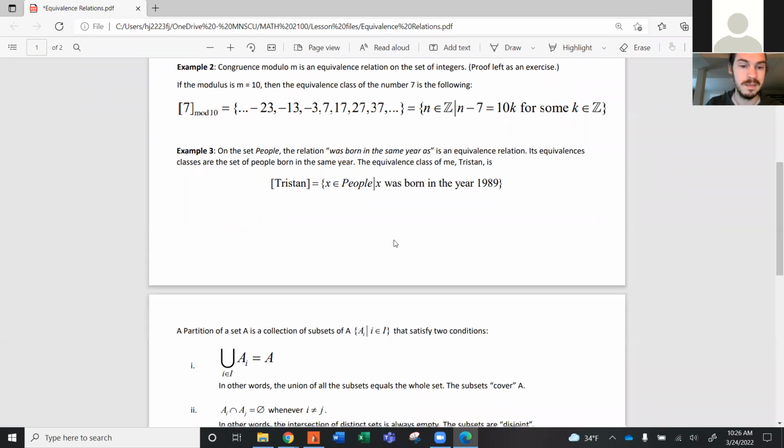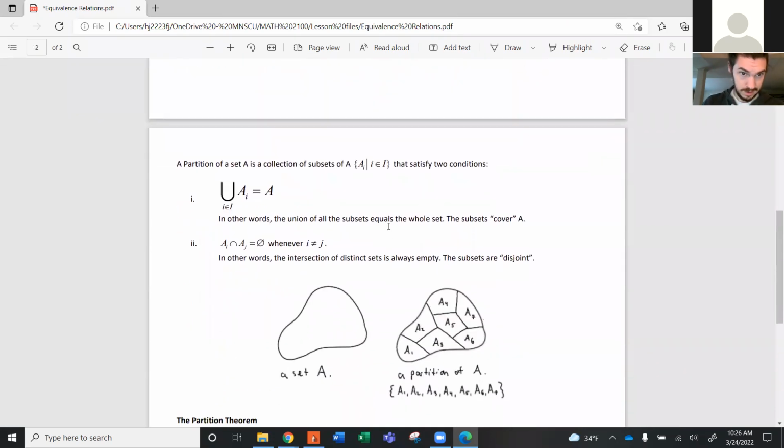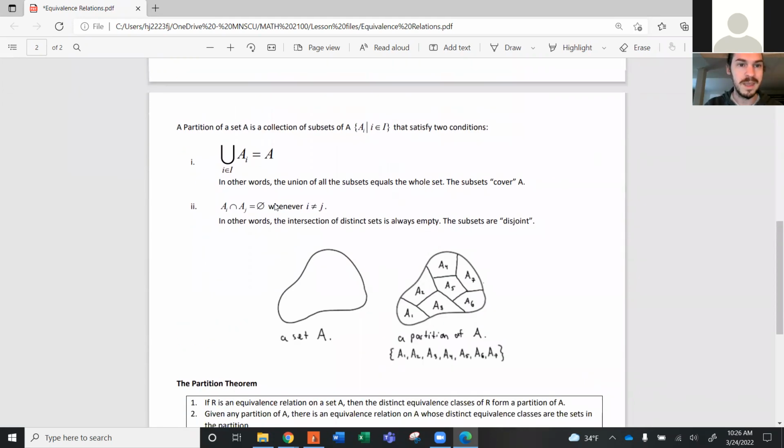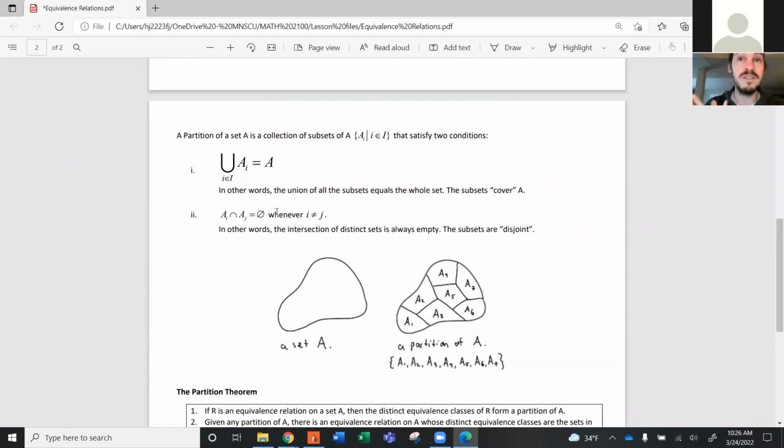Last year of the 80s, I barely made it. I just barely squeezed in right before the 80s ended. All right. So that's equivalence classes.